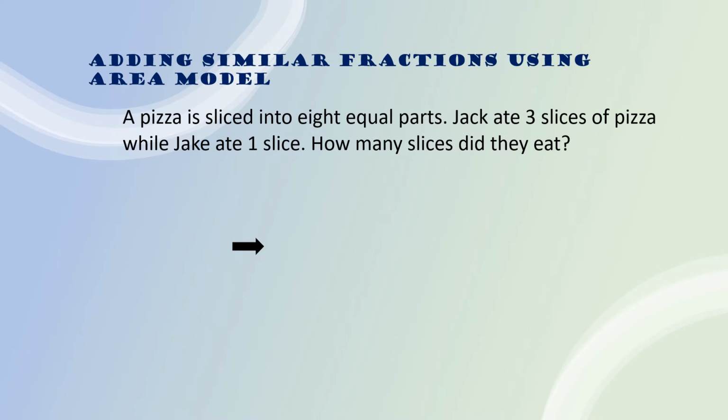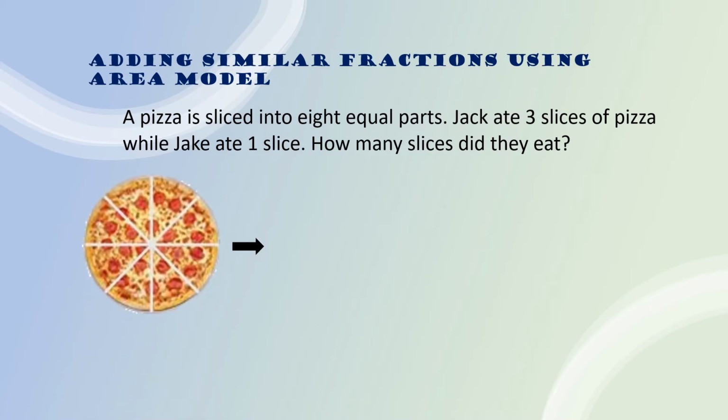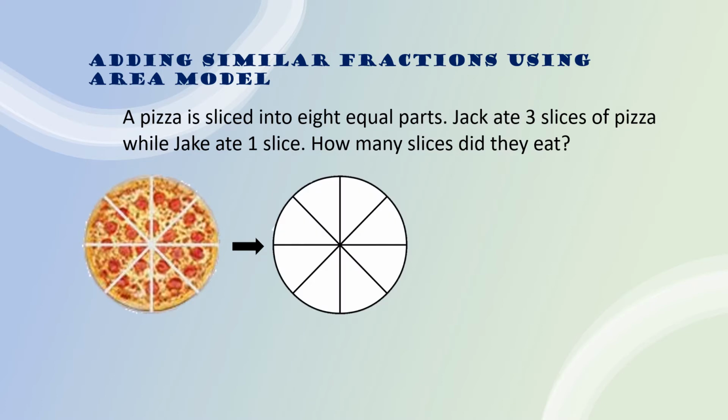Let's read our problem. A pizza is sliced into 8 equal parts. Jack ate 3 slices of pizza while Jake ate 1 slice. How many slices did they eat? So we can illustrate a picture of a pizza that is divided into 8 equal parts, like that. Or we can use an area model, like this. So this is divided into 8 equal parts. So we know that our denominator is 8.